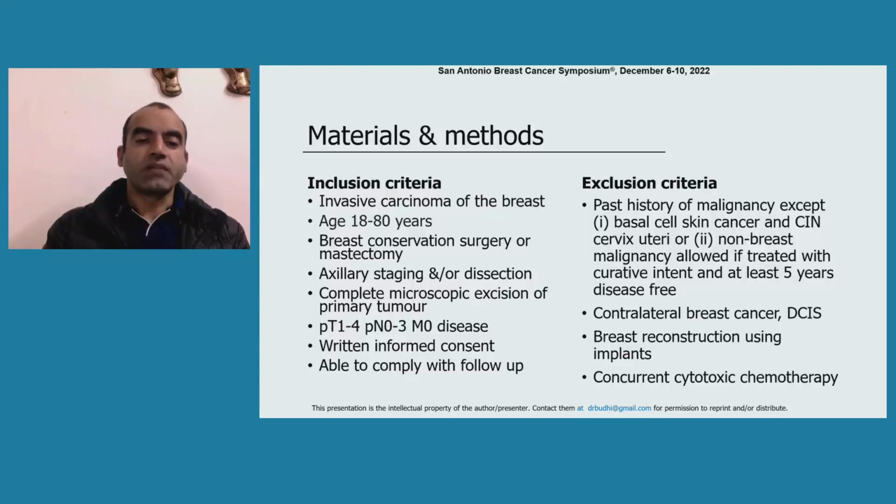Now, coming to material and methods, the inclusion criteria for the trial were patients with invasive breast cancer, age 18 to 80 years, who had breast conservation surgery or mastectomy with axillary staging, with complete microscopic excision of the primary tumor, pathological T1 to T4, and pathologically N0 to N3 and M0 disease, and who were able to give written informed consent and were able to comply with the follow-up.